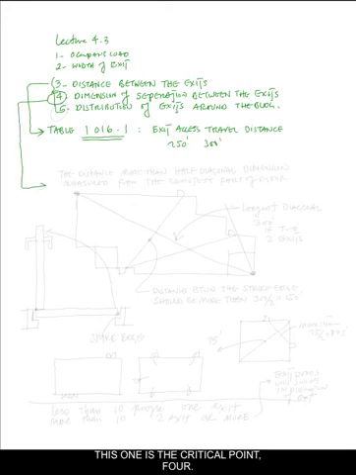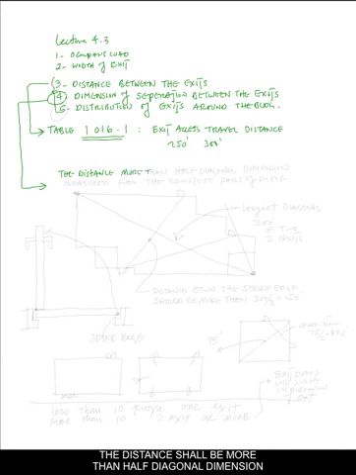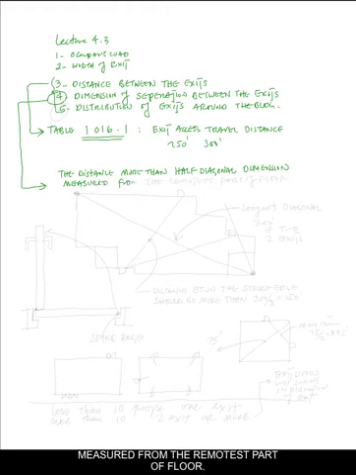This one is the critical point, 4. The distance shall be more than half the diagonal dimension measured from the remotest part of the floor.